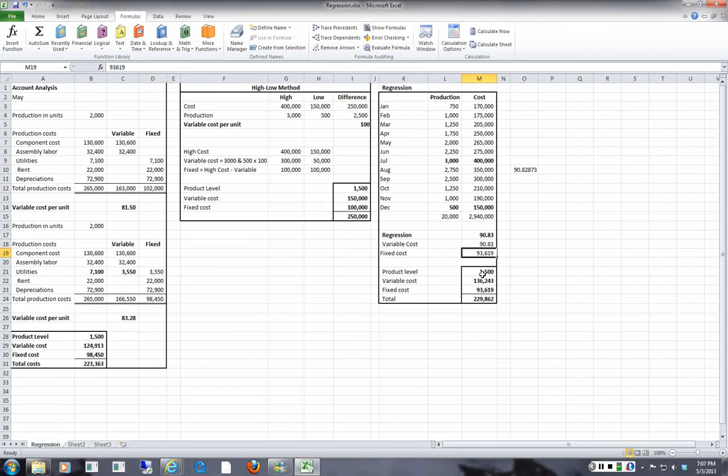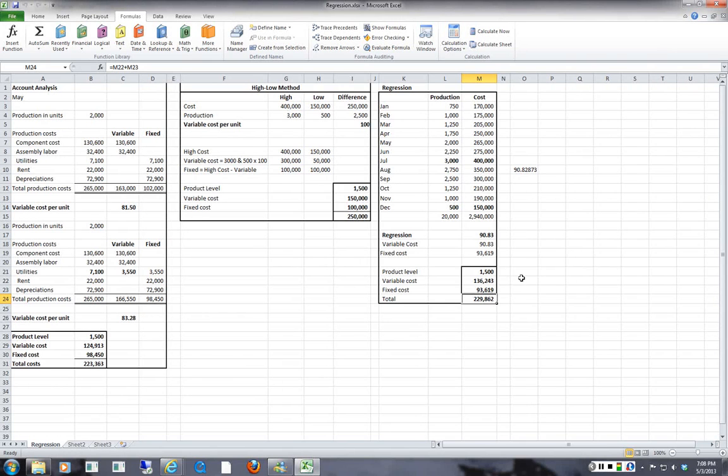Now we take our 1,500 production level, and for the variable cost we take that $90.83 and multiply it by our 1,500, and we get $136,243. Then we take our fixed cost, put it down here, and add them together, and we get $229,862. So you can see this is a little different, but it's more accurate. This $229,862 is not too far different from the $223,363 on our account analysis, but way off from the high-low method.